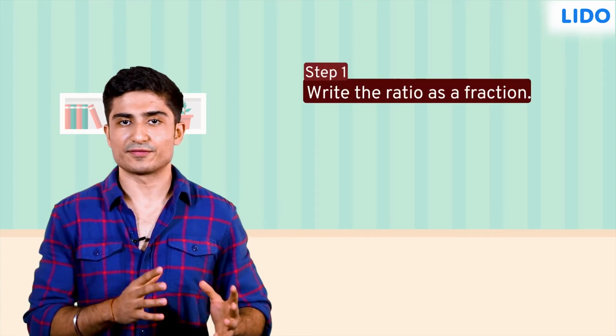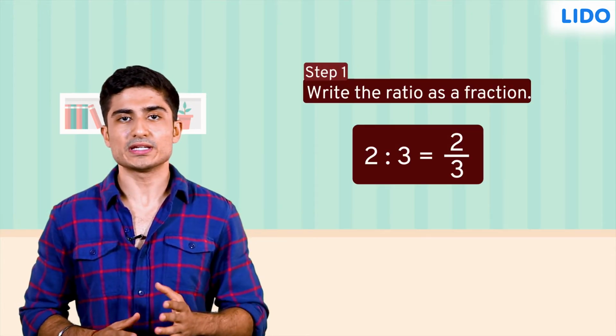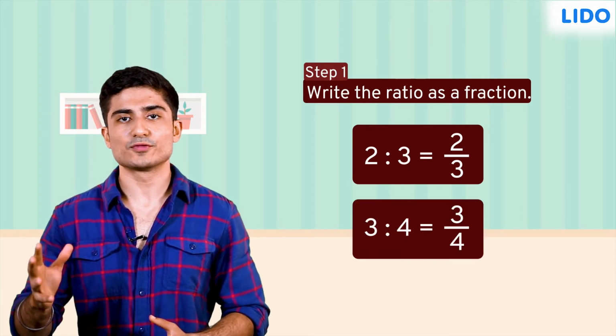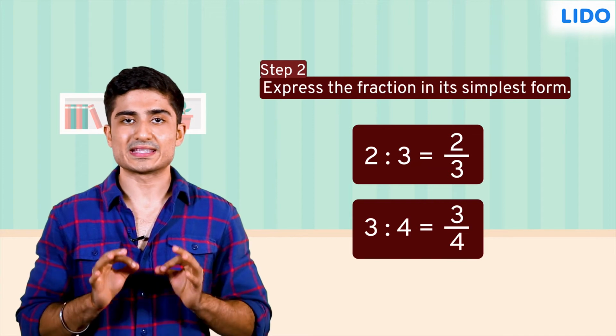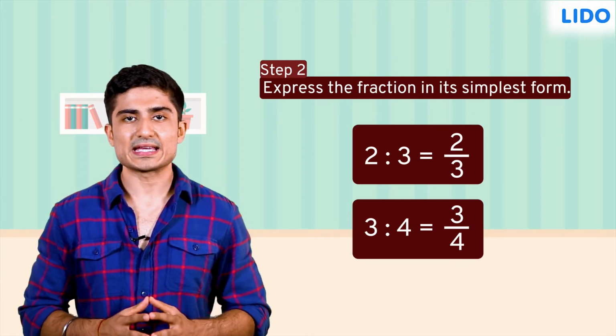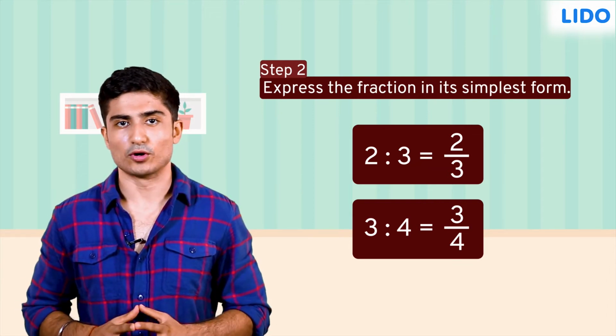Which of the two preparations will be sweeter? For the same, we must compare the ratios 2:3 and 3:4. Let us learn how to compare two ratios. Step 1. Write the ratio as a fraction. So we will write 2:3 as 2/3 and 3:4 as 3/4. Step 2. Express the fraction in its simplest form. In this case, the fraction is already in its simplest form.